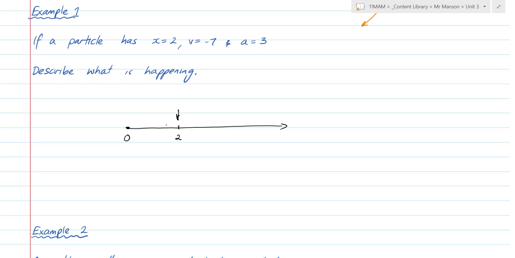So in terms of descriptive terms, that's quite hard. Another way you could do it is to actually represent it. So we've got our displacement there. Our velocity is backwards 7. Maybe I'll do it a bit more to scale. And our acceleration is +3. And you can use that to help guide you on what's happening.